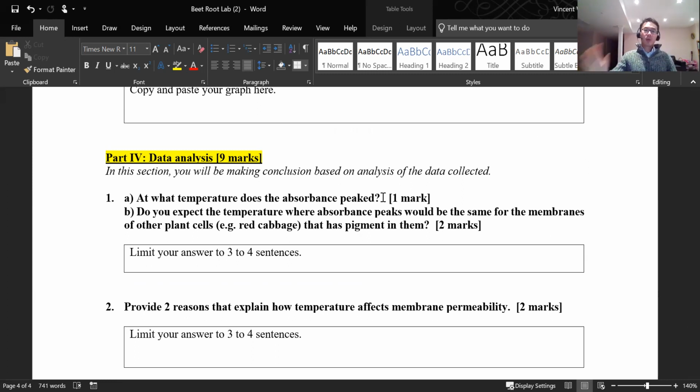And this is probably going to be different if you are comparing it to another plant cell. A lot of people say since they have the same pigment, then the absorbance should peak at the same temperature. It's not about the pigment, right? It's about the membrane composition. We talk about this in class. If you have a membrane that has a lot of cholesterol, for example, then it's more fluid, right? So something like that is going to peak at a lower temperature.